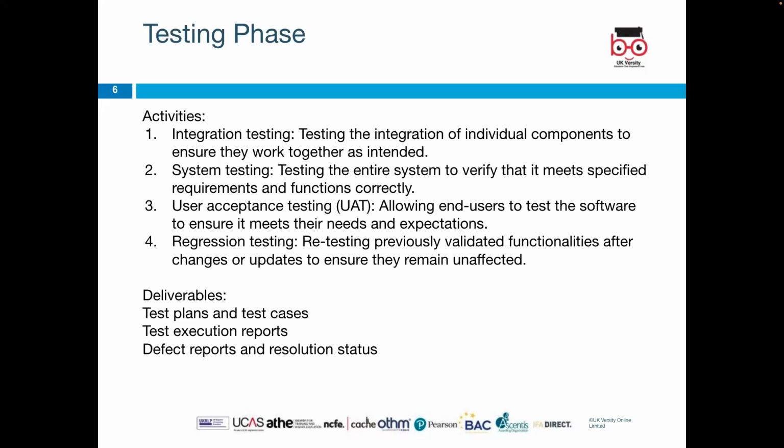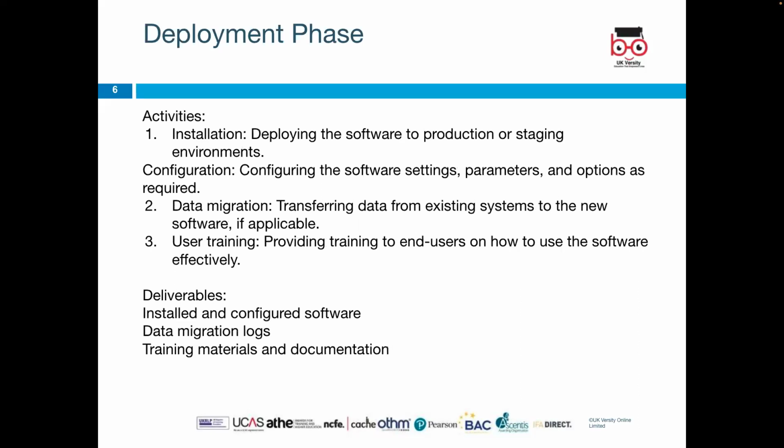So what are the deliverables? Test plan and test cases, test execution reports, defects reports, and resolution status. The deployment phase, after you've done all the previous phases, is usually when you put it online for customers to see, which means that you are putting it out to the whole world to see.